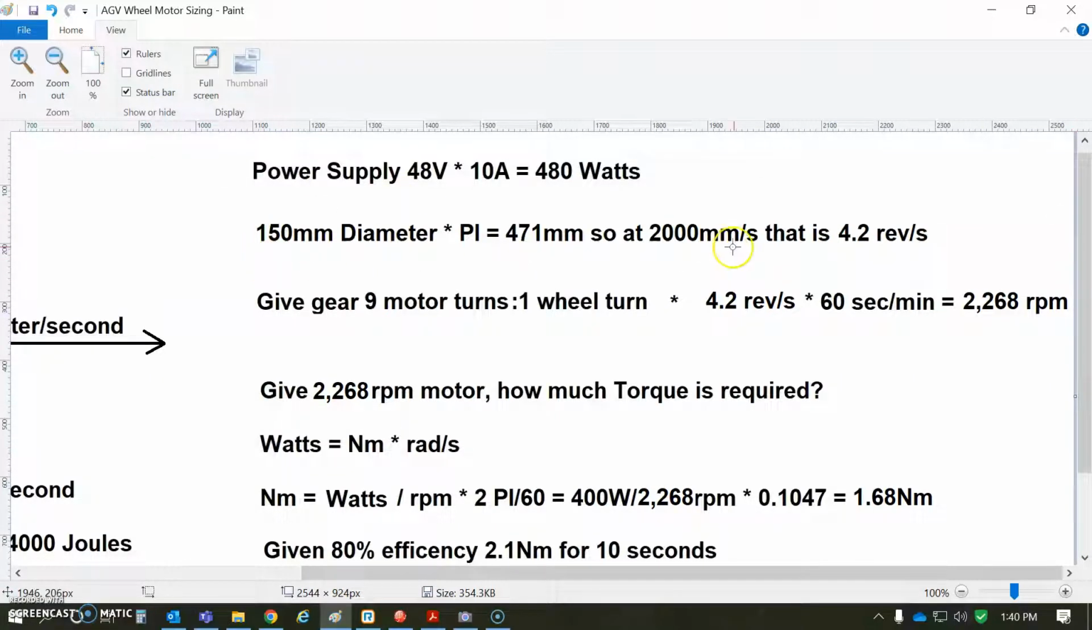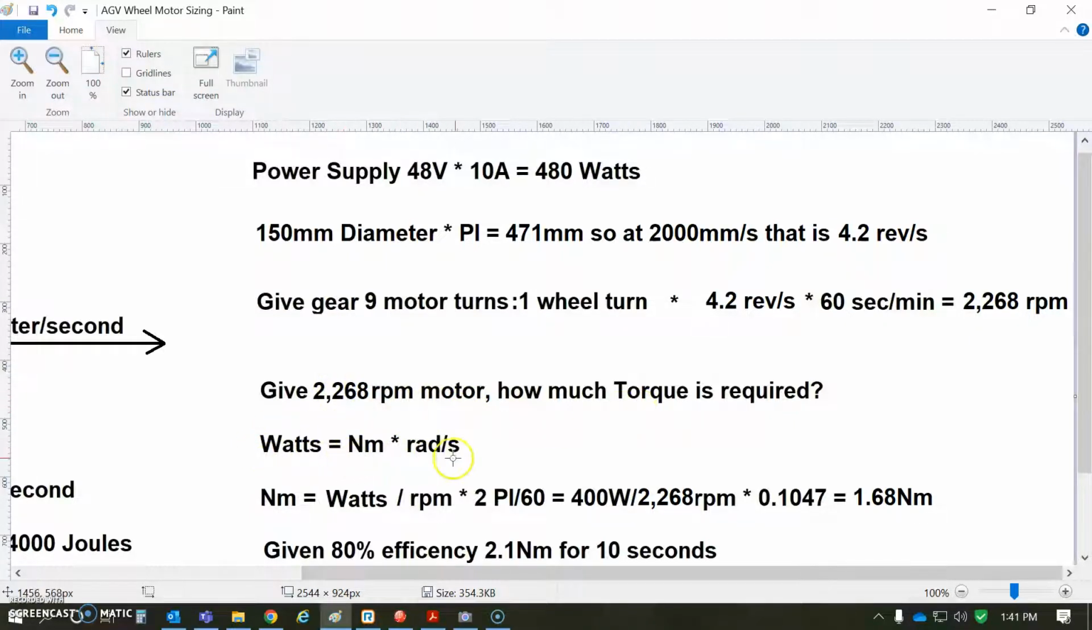Now, to go that speed, you have a 51 millimeter diameter, and you multiply that by pi. That works out to about 4.2 revs per second at the output of the gear. So how much is that in RPM back at the motor? 4.2 times 60 seconds per minute times 9 is 2,268 RPM. For a motor that can do 2,268 RPM, how much torque do you need?